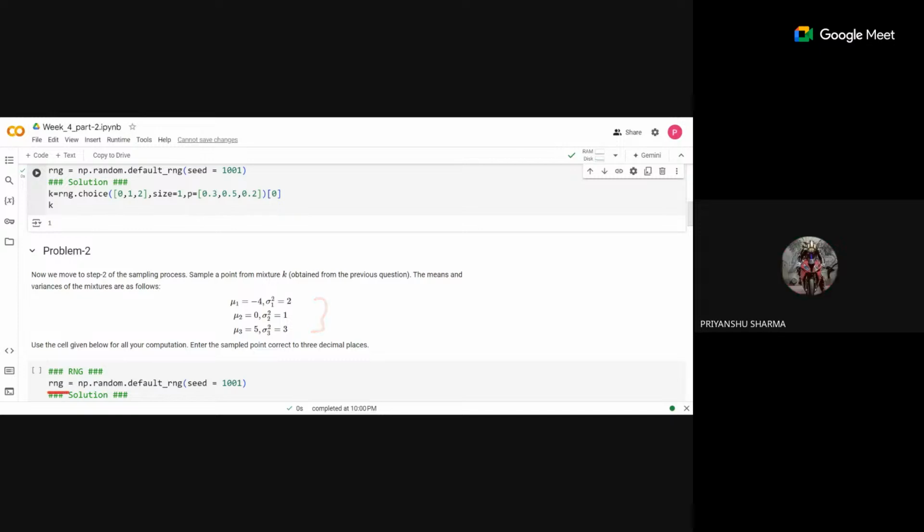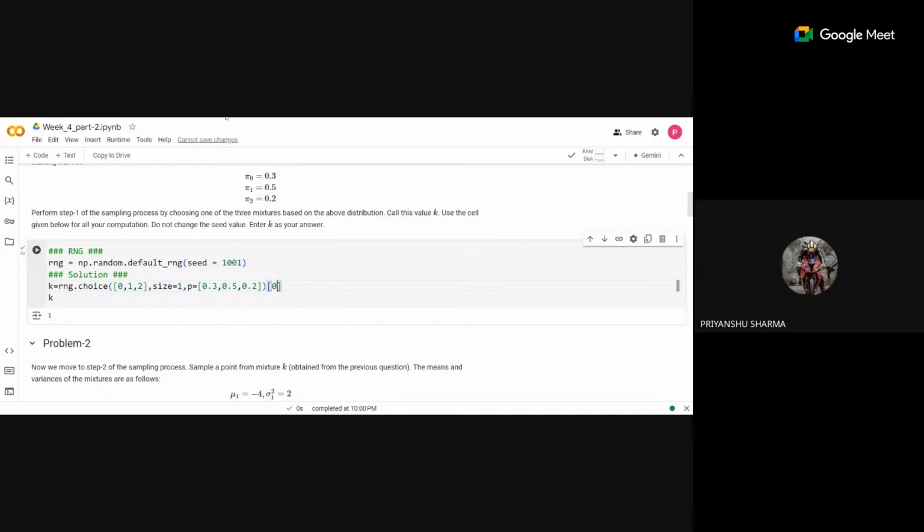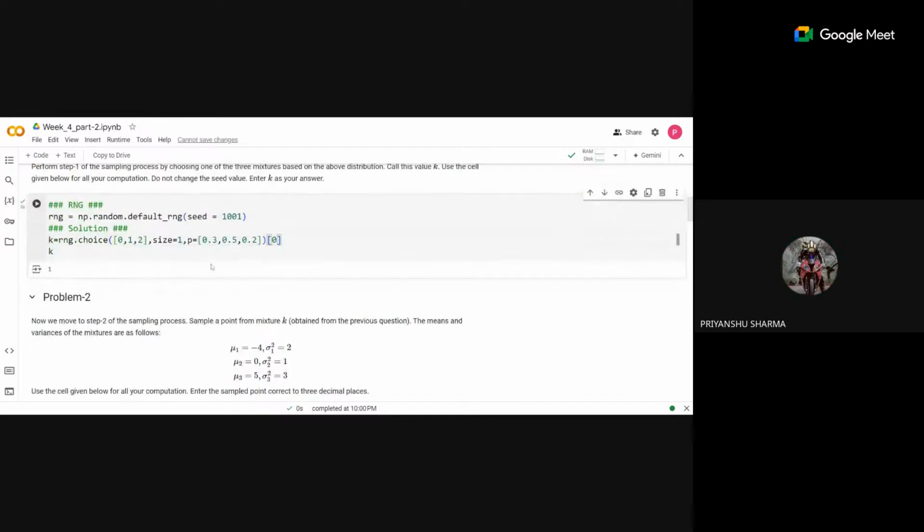Sir, in the previous code I'm getting an error. You have forgotten the comma. Just RNG dot choice, see the array. You should have put a comma between the elements in the array, and between the parameters also. Just check where you have not put the comma. Yes, sir. Thank you. I actually forgot it here in p. Okay, thank you.